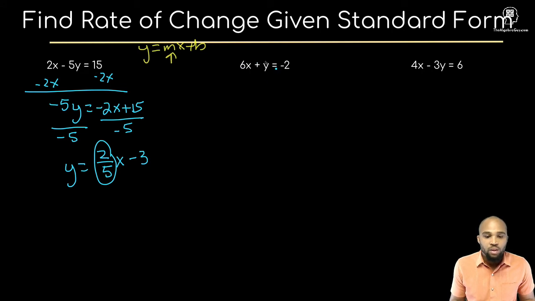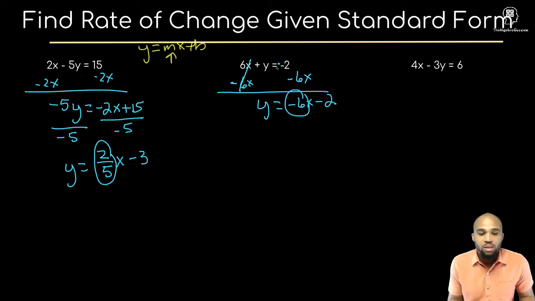This is a little bit easier because the y is already by itself with just a 1 in front of it, so I need to get rid of this 6x. I'm going to subtract 6x on both sides. That makes this go to 0. Now I'm left with y equals negative 6x minus 2. And my slope, negative 6, right there.